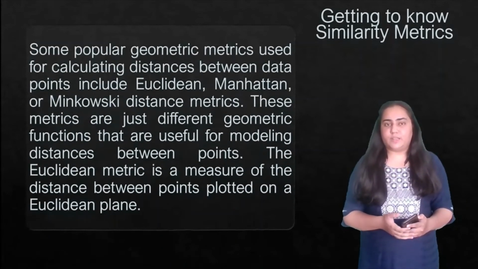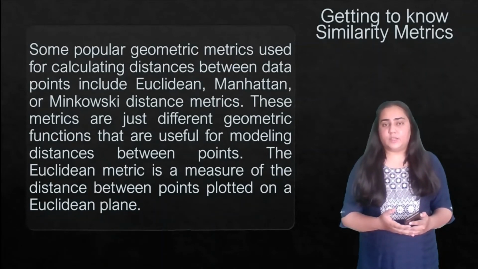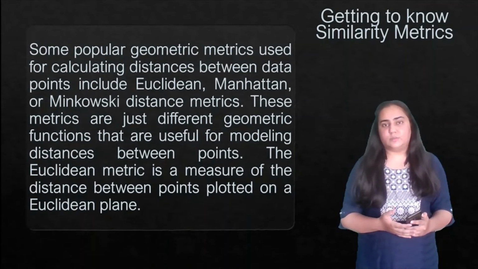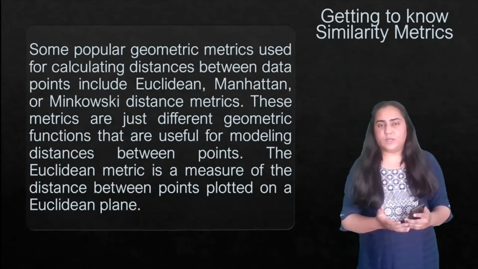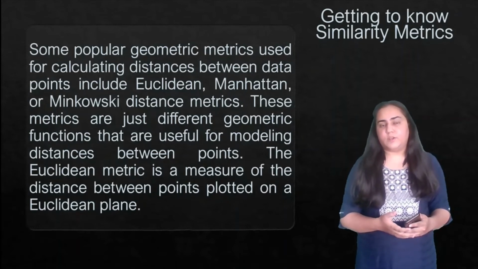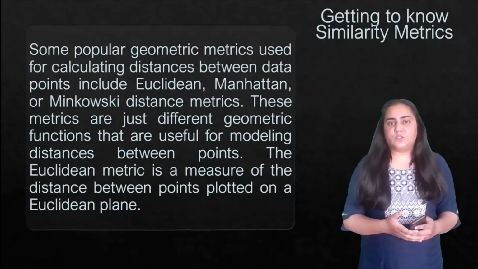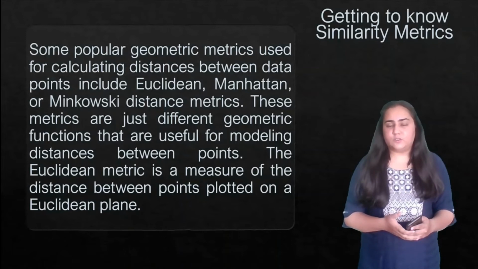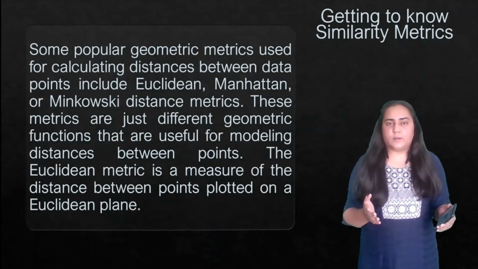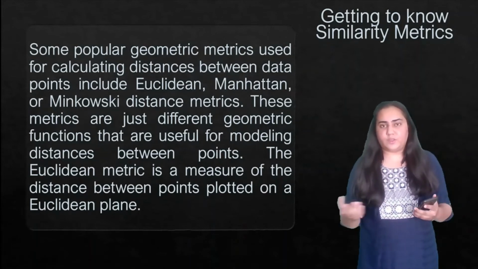Some popular geometric metrics used for calculating distances between data points include Euclidean, Manhattan, or Minkowski distance metrics. So there are 3 distance metrics, and I'm pretty sure you must be familiar with the Euclidean one because that's the most widely used, and if you studied statistics or mathematics, you would probably know this. These metrics are just different geometric functions that are useful for modeling distances between points, because the clusters are created based on how close or far away they are from each other.